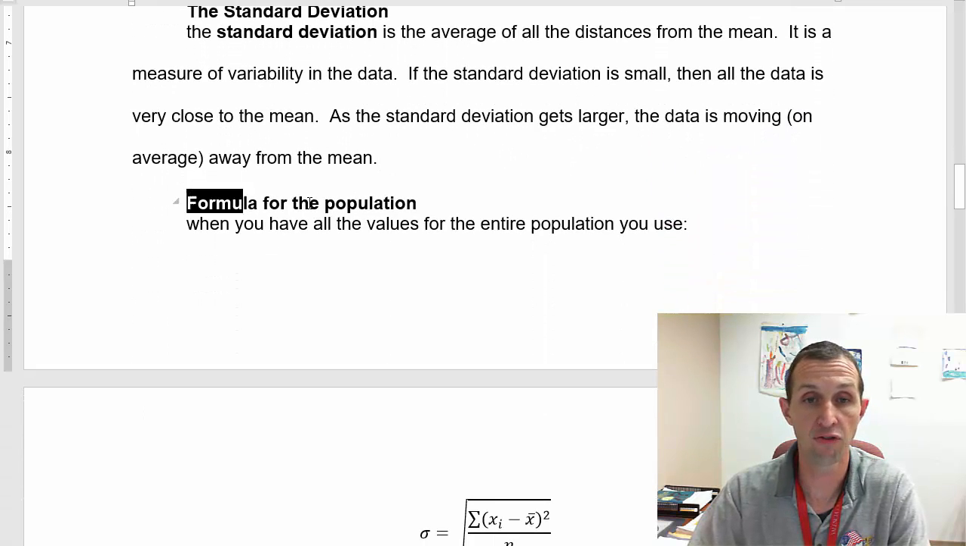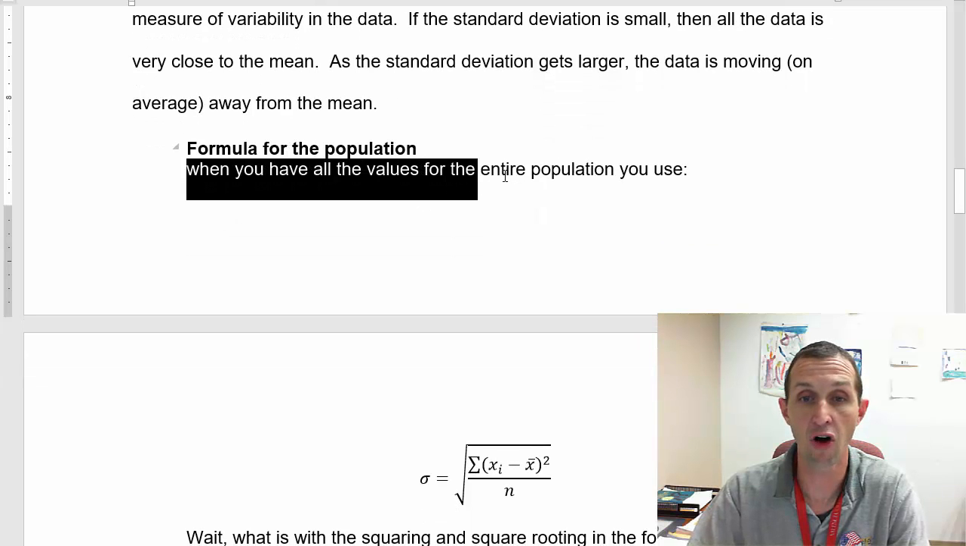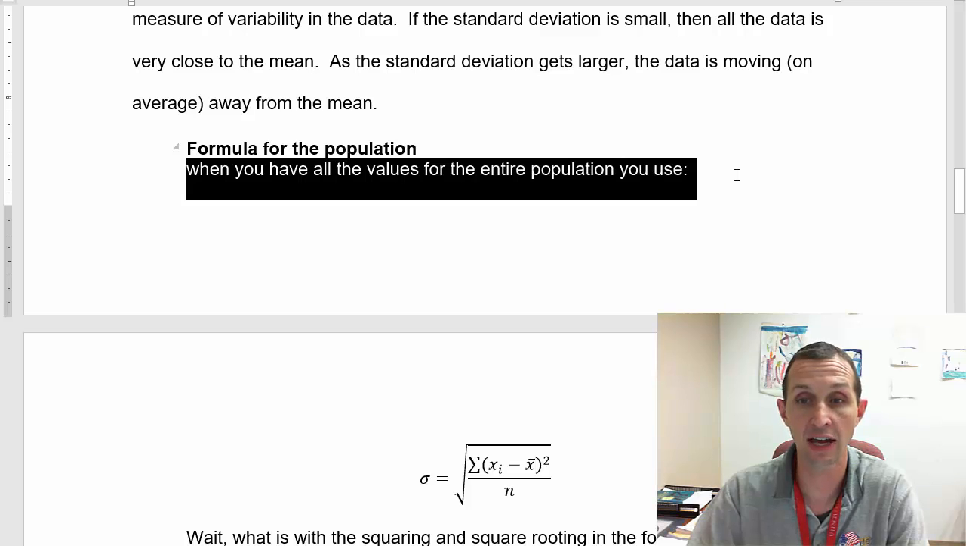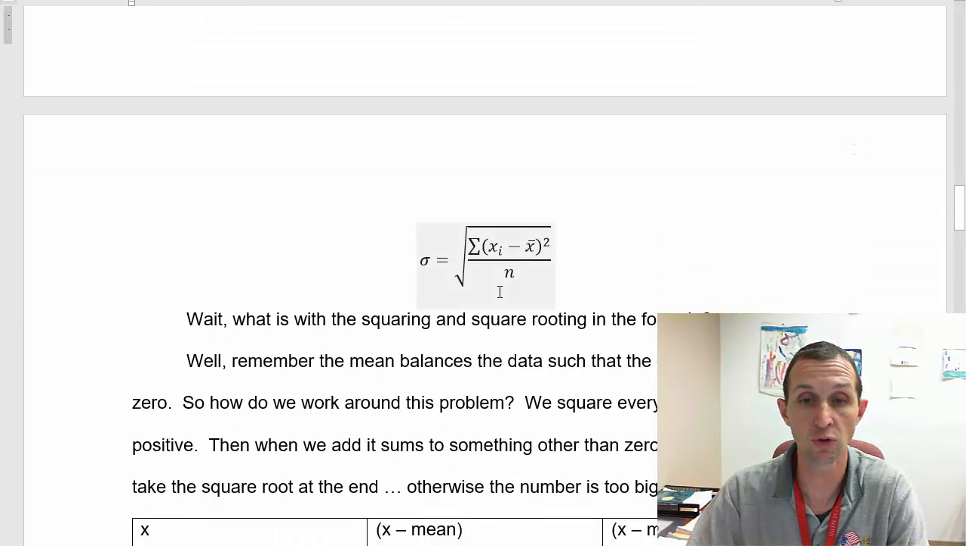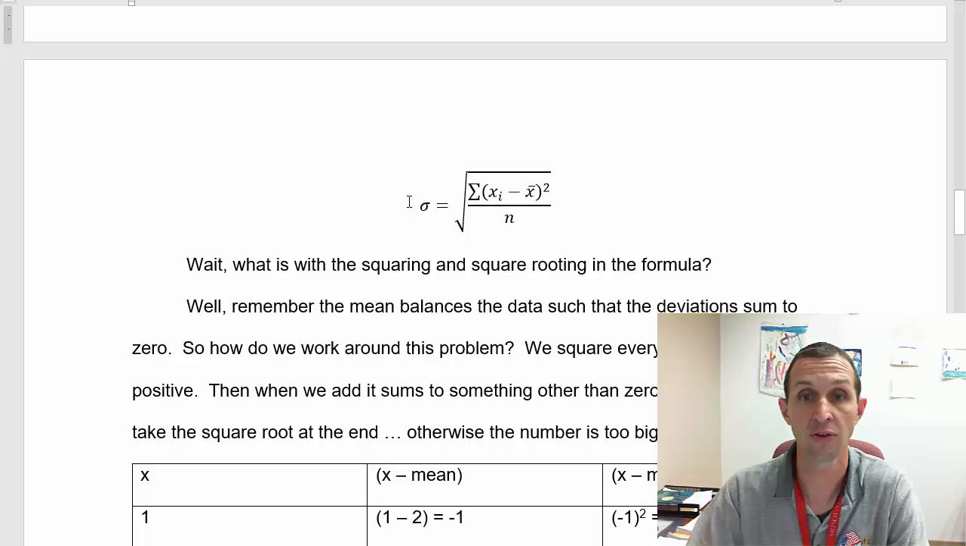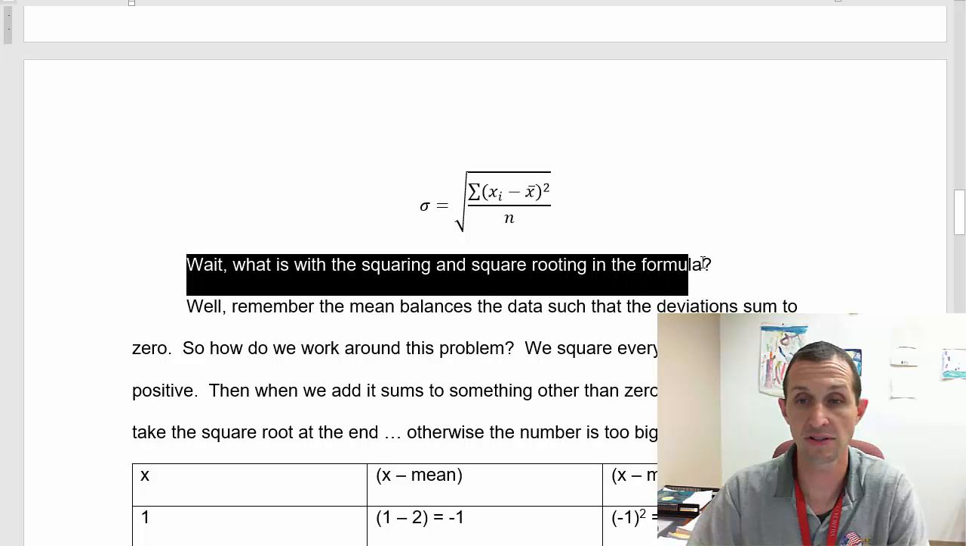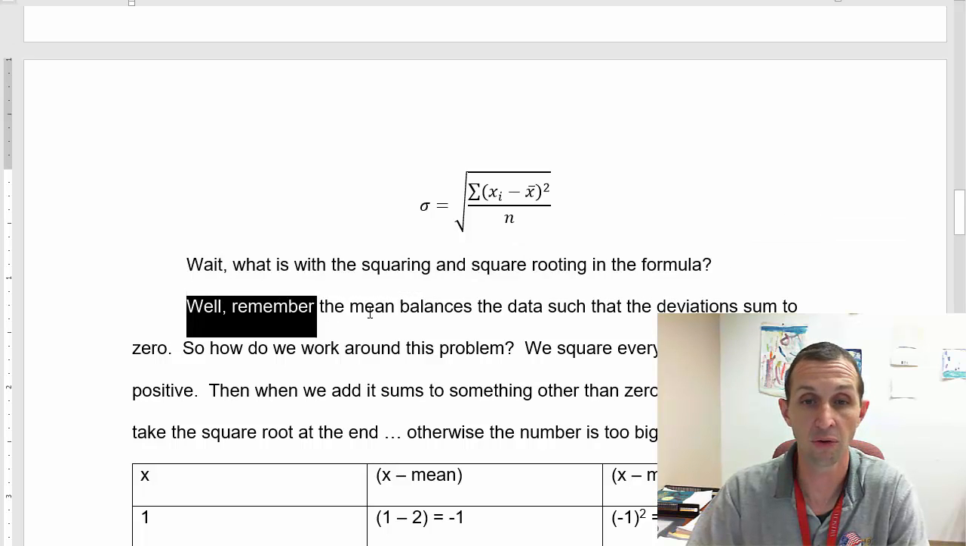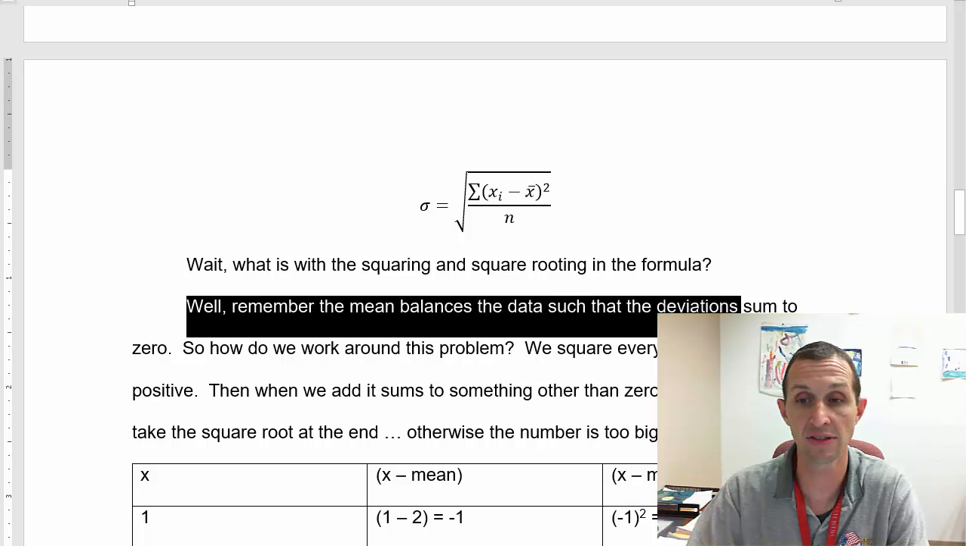Now, we've got this formula for the population, right? So when you have all of the values for the entire population, you use sigma, okay? And with sigma, you take those deviations and you square them, and then you add them all up. Wait, what's with this square rooting and squaring and stuff in the formula? Well, remember, the mean balances the data such that the deviations sum to 0.